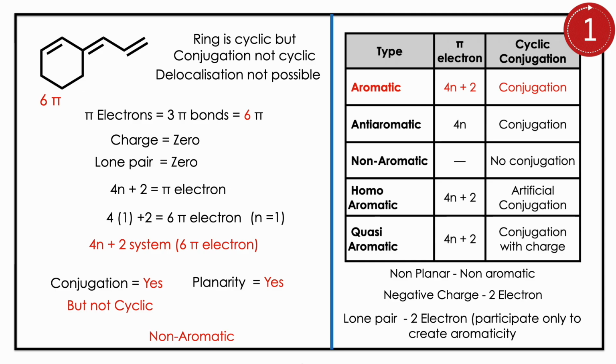System is conjugated but not cyclic because you have to consider only double bond position, not the cyclic compound. Double bonds are not cyclic in the section, so delocalization not possible. Planarity definitely there. Since there is no delocalization, the compound is non-aromatic.